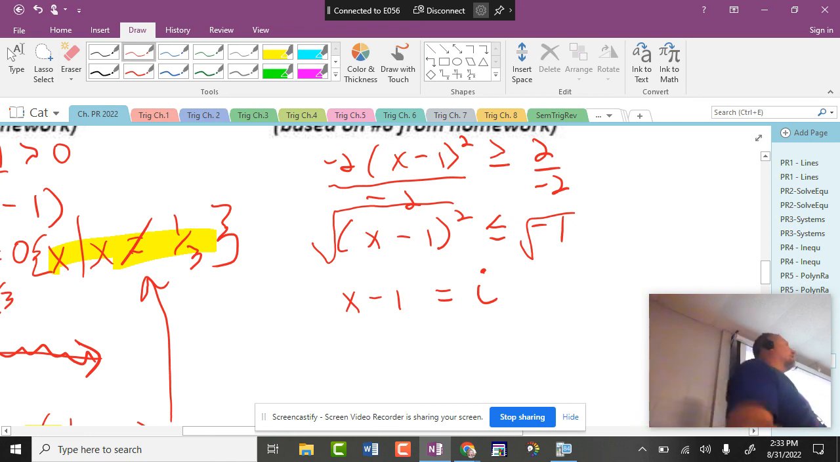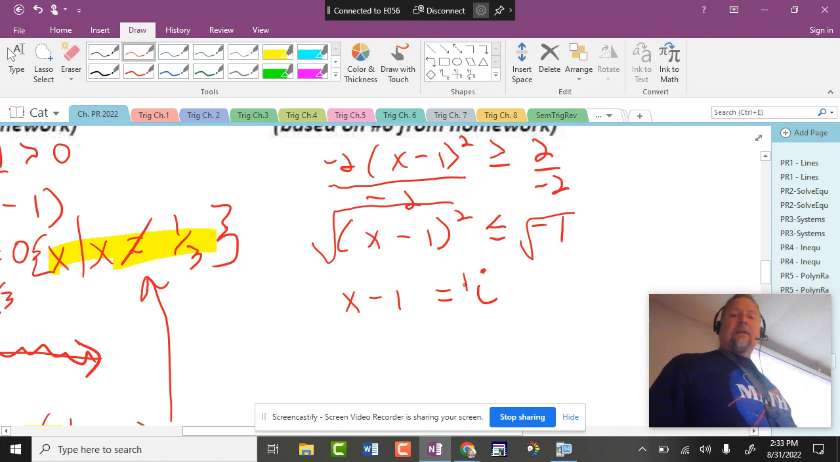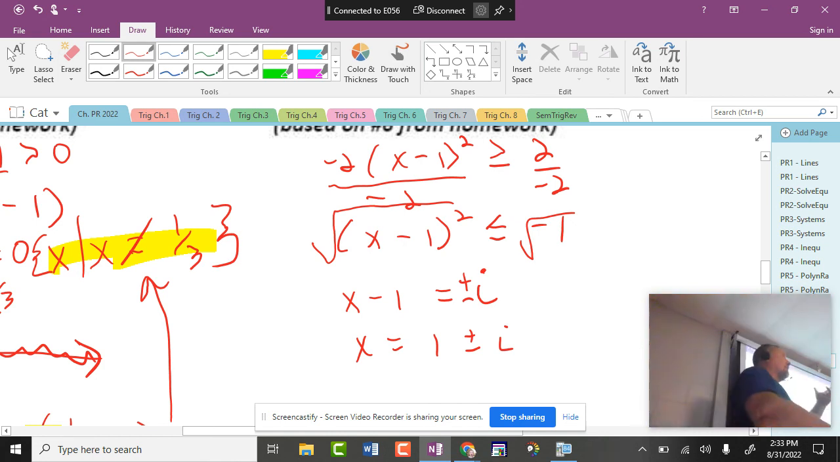And what else did we do wrong? What should be in front of that i? Plus or minus. But wait a minute. That was my answer for yesterday. How in the heck do I analyze an i number with solving an inequality? And the answer to that is it's not good.